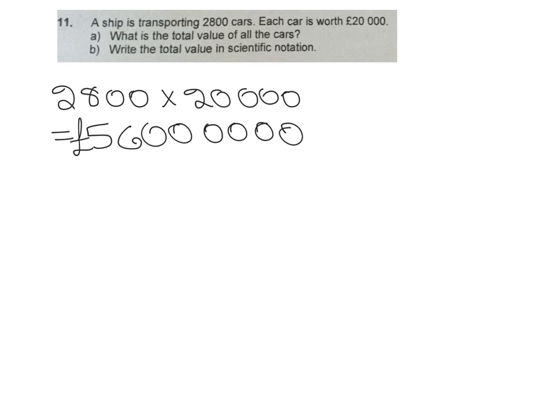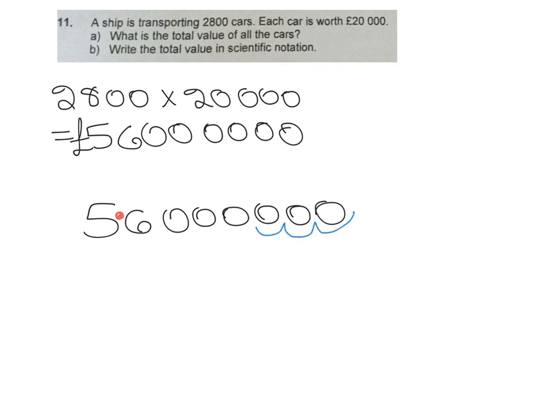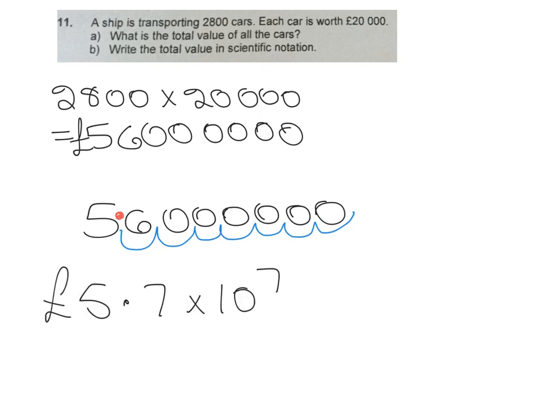So our total value of all the cars is 56 million. So again, to write this in scientific notation for part B, we want a number that is more than 1 but less than 10. So our decimal point is going to go in between the 5 and the 6. So how far did it move to get there? 1, 2, 3, 4, 5, 6, 7. So our final answer is 5.6 times 10 to the power 7 pounds.